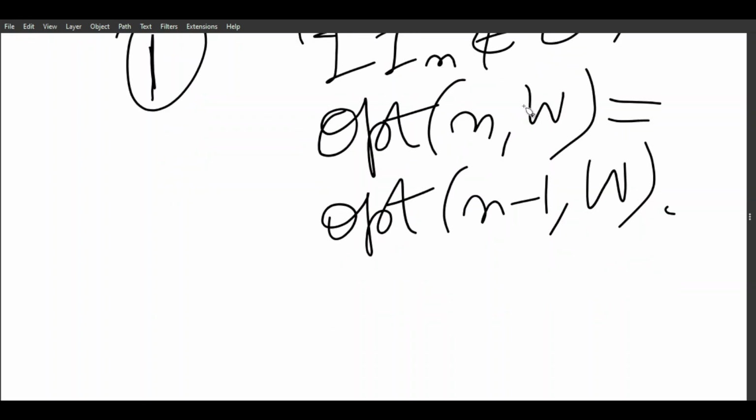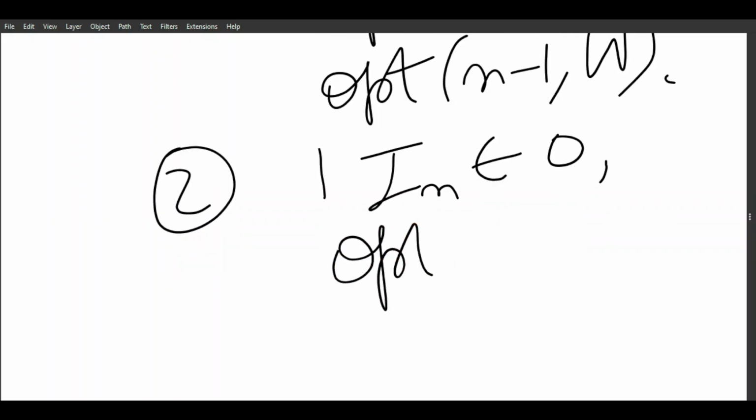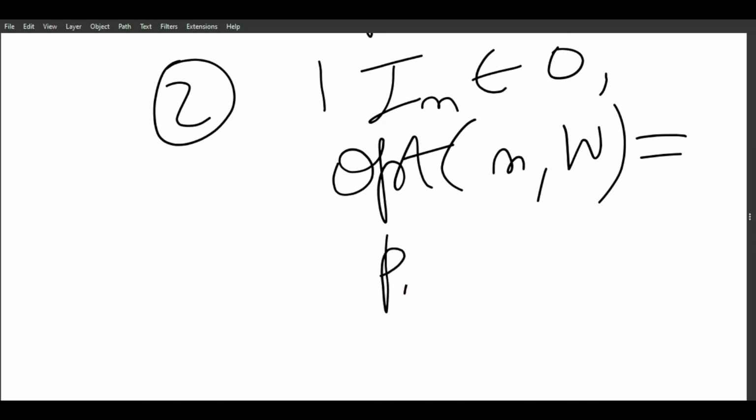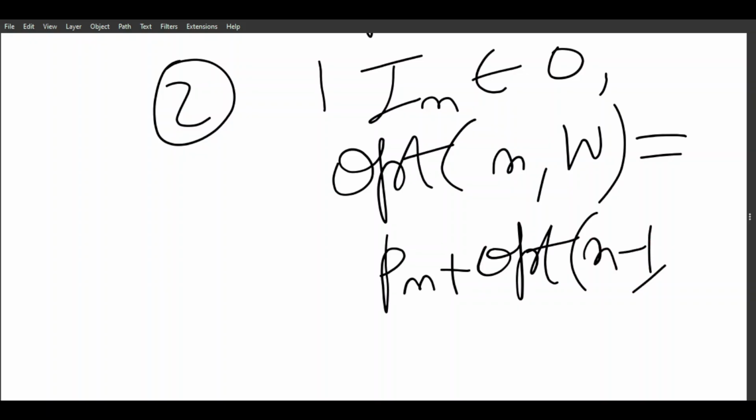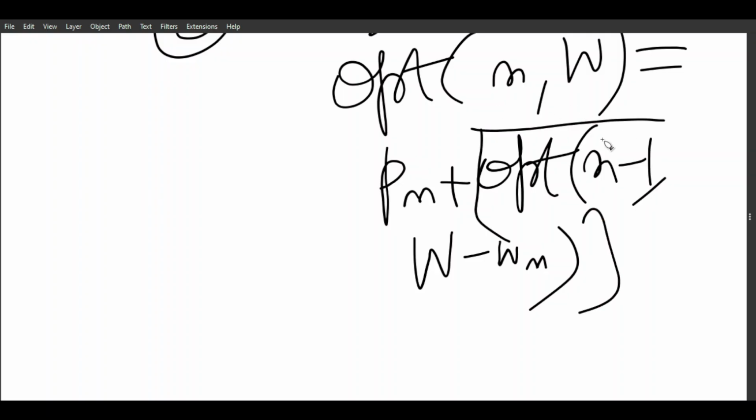Now the second possibility we consider. The second possibility is that this nth item is in the optimal set. Then we write the equation opt of n with capital W is equal to, so the nth item is already there, so it will give the profit Pn plus, now what is the subproblem? For the subproblem we have to use the first n minus 1 items. Now the remaining knapsack capacity decreases. How much? Capital W minus Wn. So again for the remaining subproblem we have to find the optimal solution. Otherwise we can make the subproblem solution better and further increase our solution. So the solution to the subproblem should be optimal.